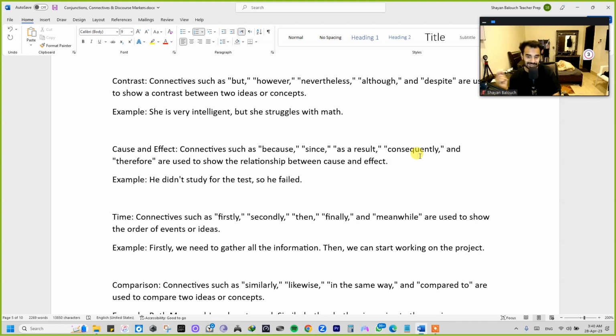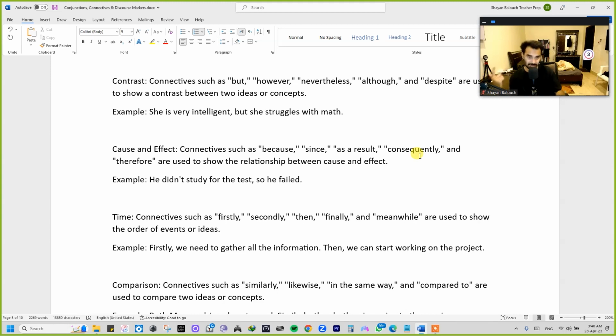For example, he didn't study for the test, so he failed. At the place of so, I can use, for example, therefore. Therefore would be the right connective to use here. So he didn't study for the exam, therefore he failed. I can also use the word since in the very beginning. Since he didn't study for the test, he failed. Because of that, he failed.